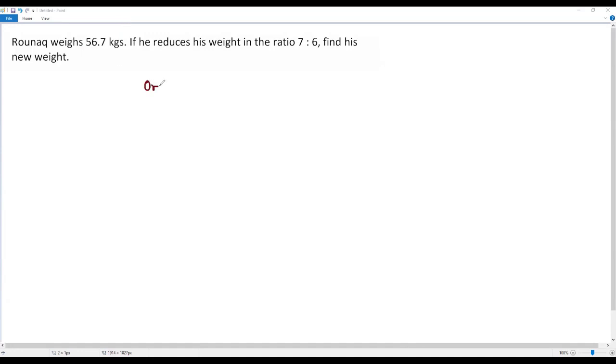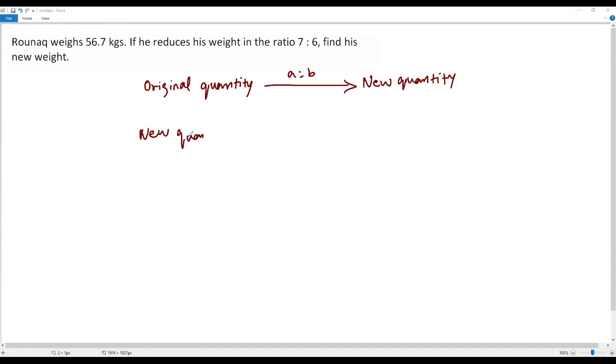Let me consider some quantity as the original quantity. Let me write it over here. So we have some original quantity. It is changed. It may increase or decrease in the ratio A to B. And after the change, we get the new quantity. Now, my aim is to find the new quantity. So to find this new quantity, there is a formula.